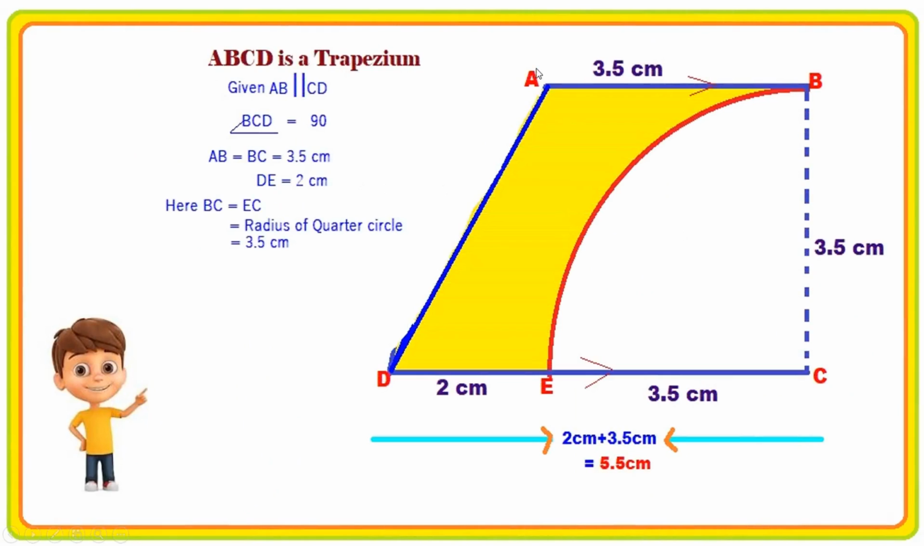Now, we take the problem. ABCD is a trapezium. AB is parallel to CD. Angle BCD is 90 degrees. AB is equal to BC is 3.5 centimeters. CE is also 3.5 because these two are radii. Here BC is equal to EC. So radius of quarter circle is 3.5 centimeters. Given DE is equal to 2 centimeters. Now we will solve the problem.